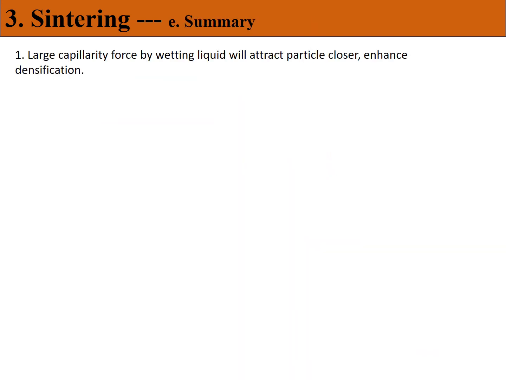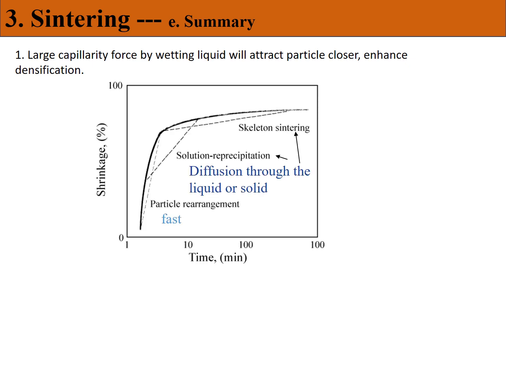So for the summary of the whole part on liquid phase sintering, number one is there's a large capillary force from the wetting liquid. This large capillary force is going to attract particles closer and enhance the densification. We also said there are 3 stages. The first stage is particle rearrangement. The second one is solution re-precipitation. And the third one is skeleton sintering. And make sure you understand these 4 conditions if you want densification to happen very fast.